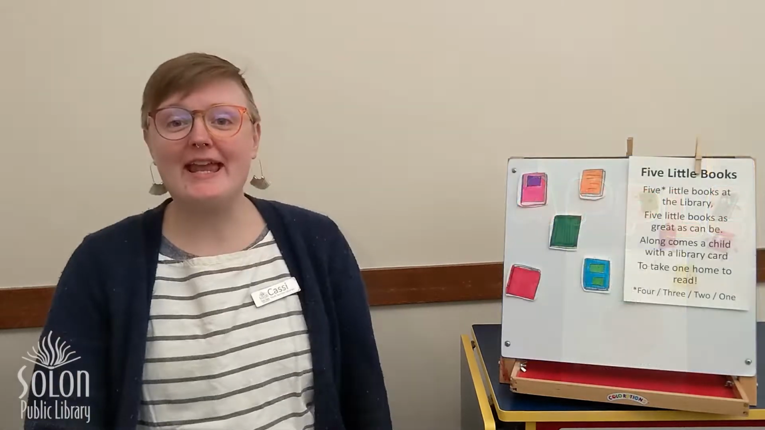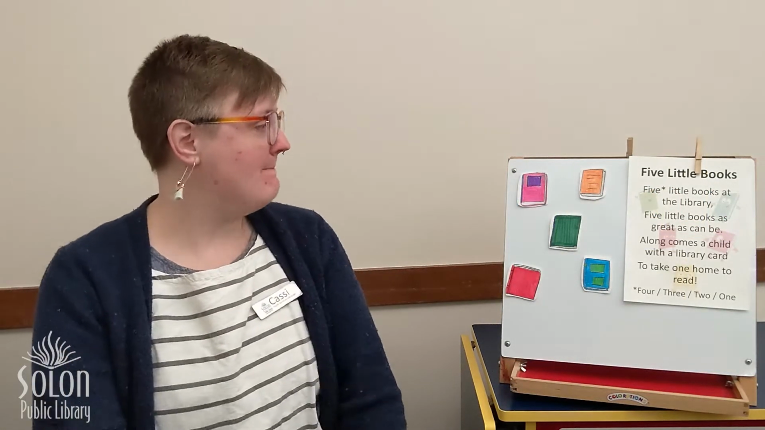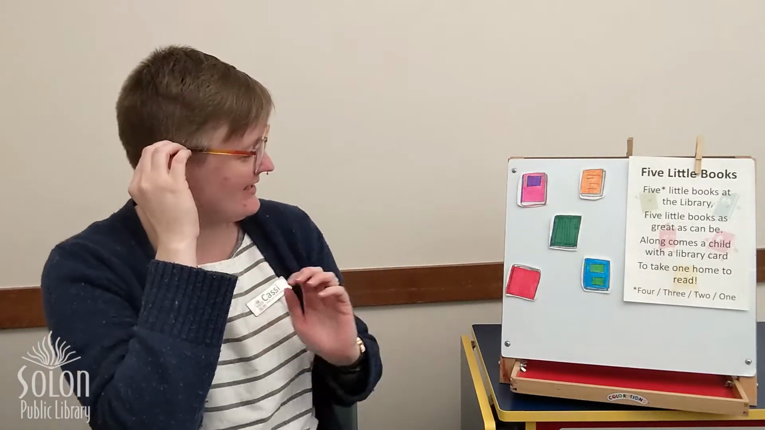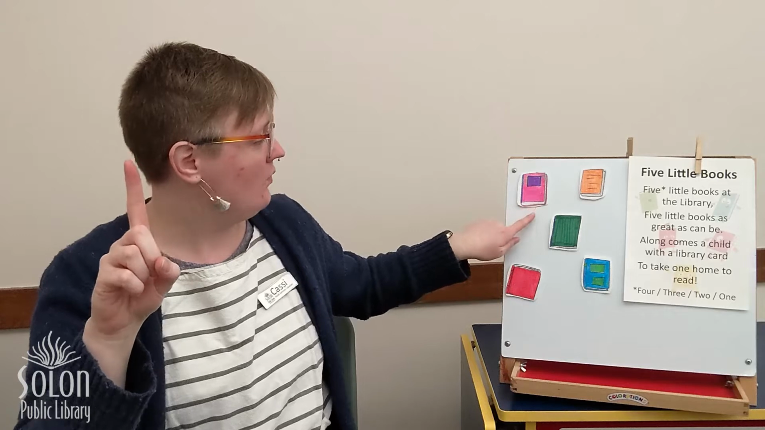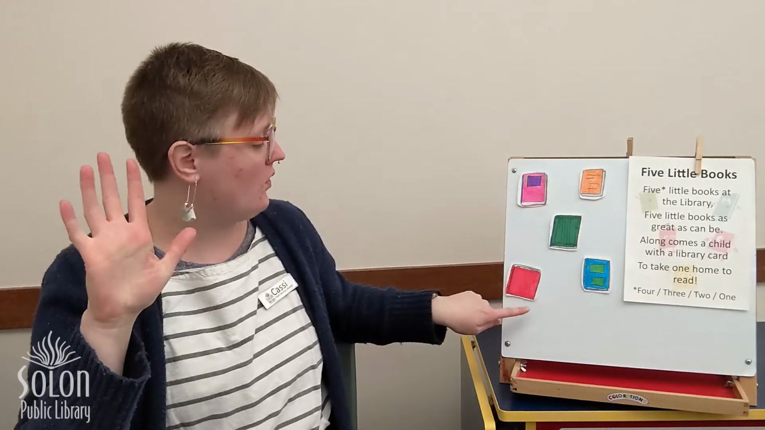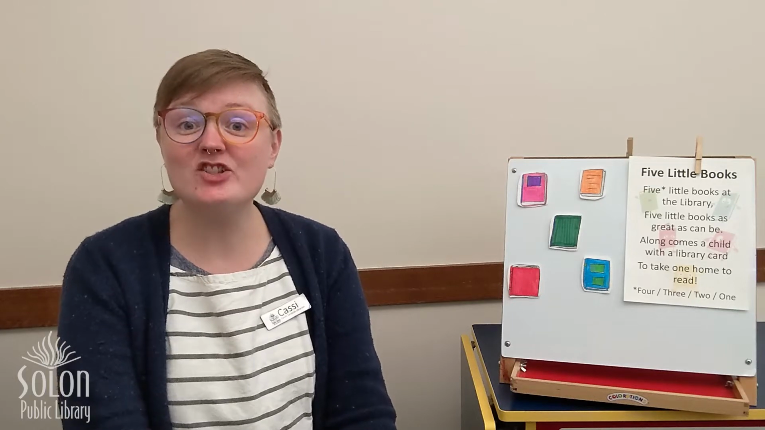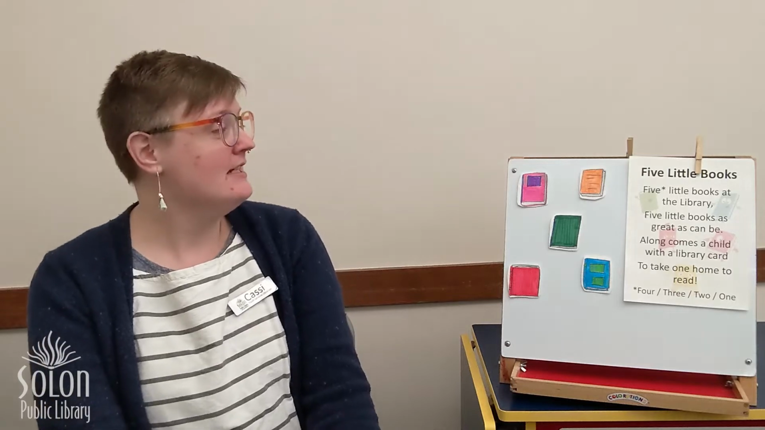Apple. Good job, friends. Okay, now we've got a rhyme about 5 little books. So let's count our books, make sure we have all of them. 1, 2, 3, 4, 5. And in our rhyme, we have a child who comes along with their library card to check the books out to bring them home and read. Just like Anna in our story about the Biblio. So here we go, ready?